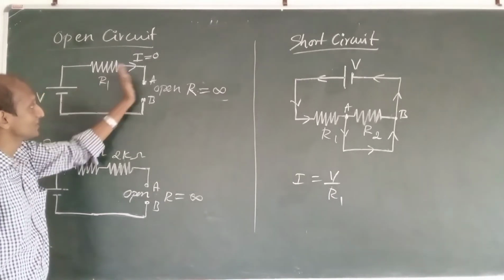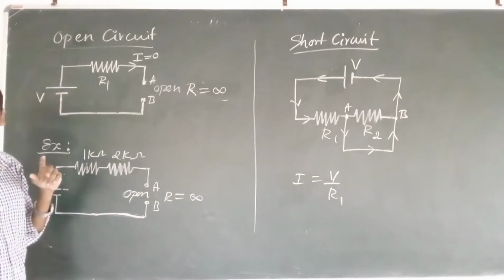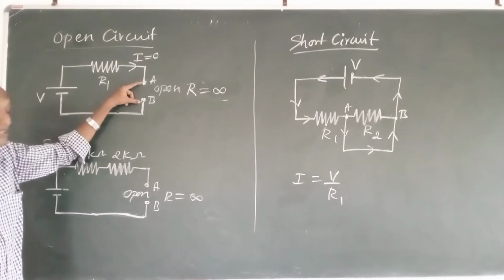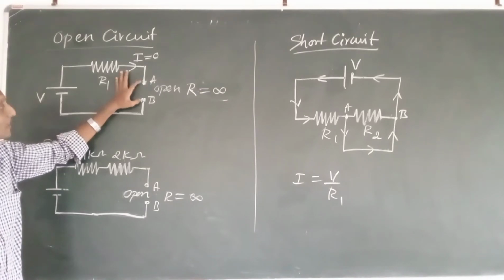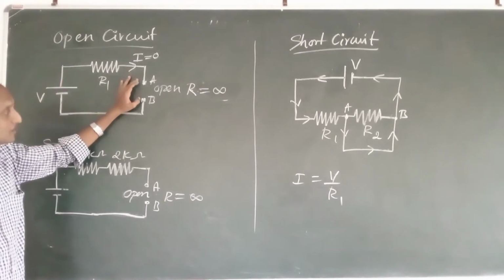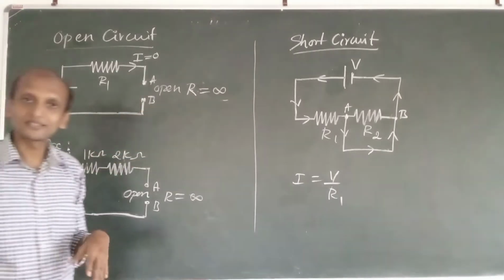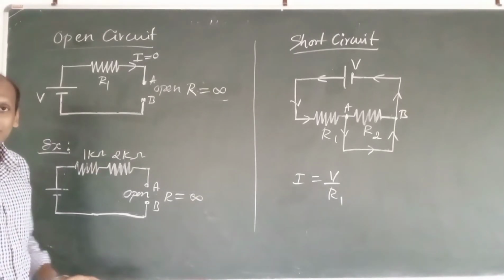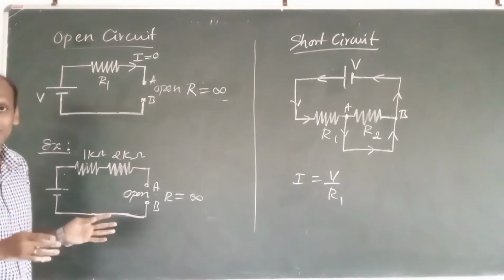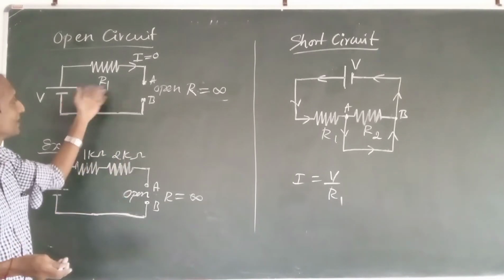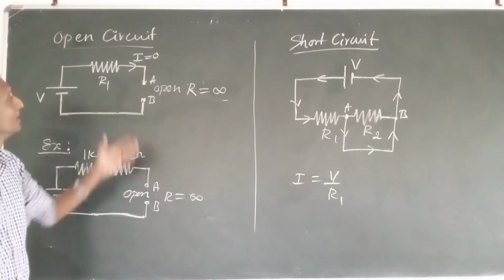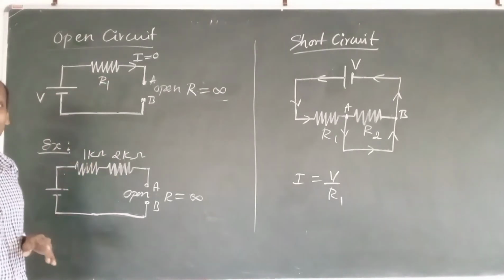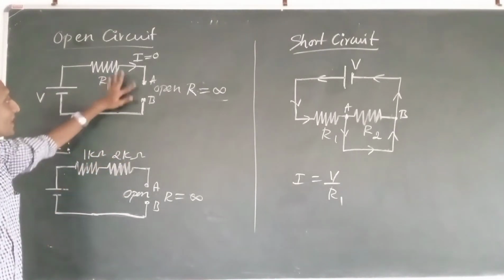So this is the story about your open circuit. Whenever there is an open circuit, current will not flow, and across the open circuited points we find infinite resistance, and all of the applied voltage will be dropped across those points. If you have any resistance in the open circuit, it is as if it is not there, because there is no current flowing, and what's the use of that resistance, isn't it?